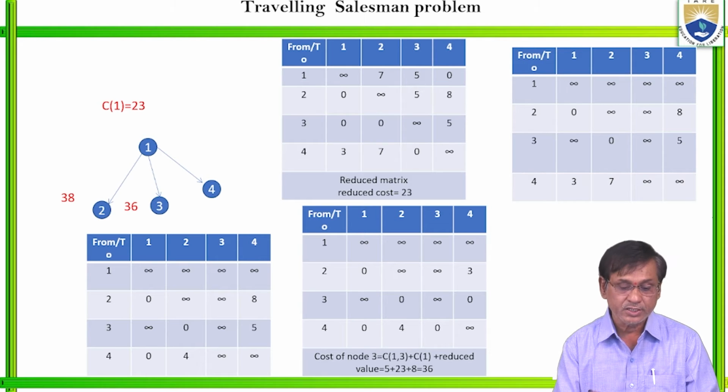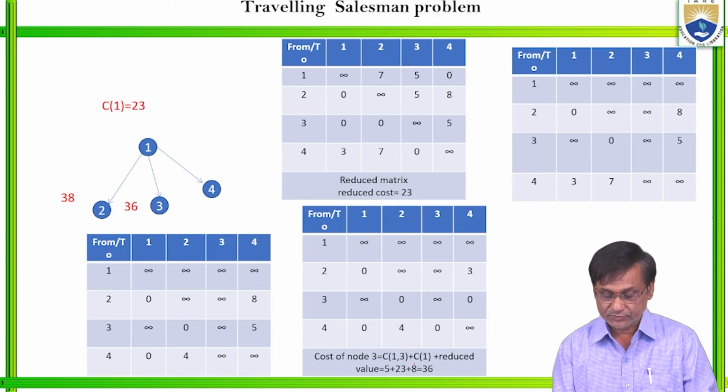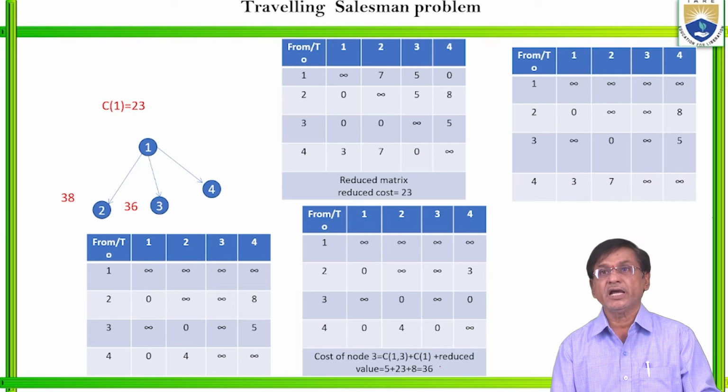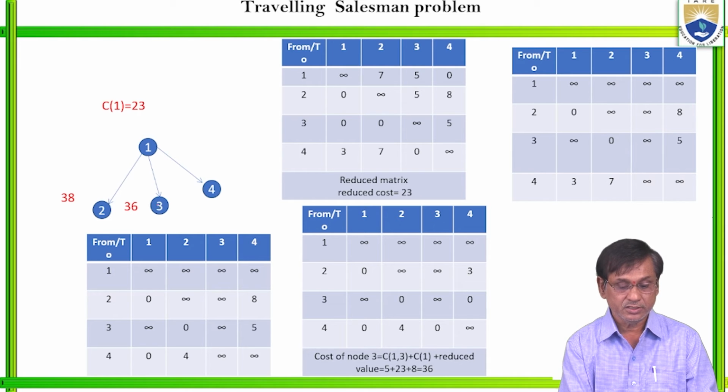Cost of the node 3 is cost corresponding to C 1 to 3 plus cost of the reduced matrix, this one, plus the reduced value. Reduced value is 8. And we have to see what is the cost of C 1 to 3. 1 to 3 is 5. C of 1 is 23. Reduced value is 8 and total value is 36. So we calculated the cost of the node 3 and that is 36. That is written here.